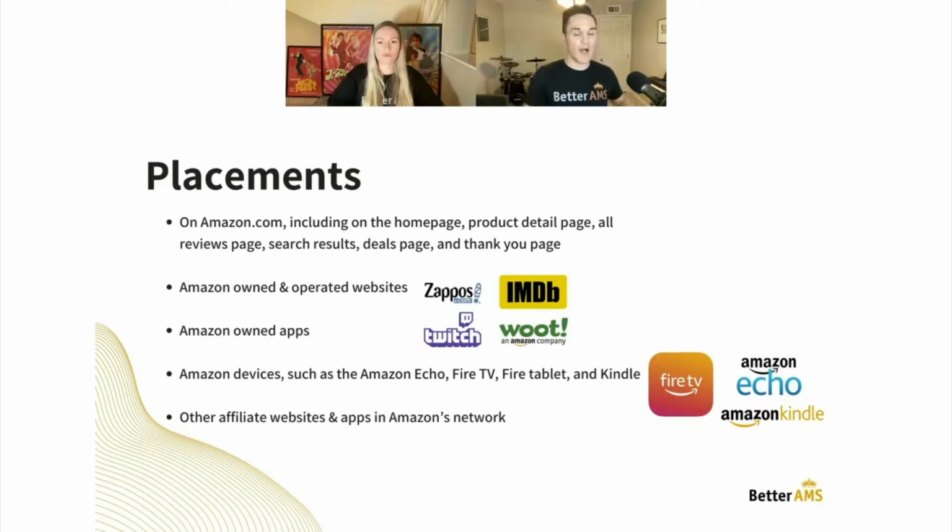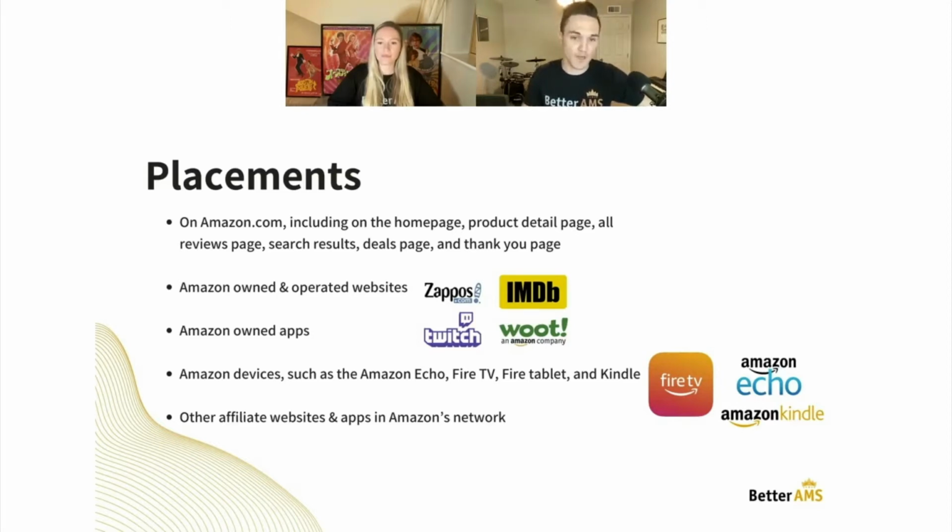The high selling point of DSP is you get placements that PPC does not give you reach to. So obviously that'll be on Amazon.com, placements on the homepage, product detail pages, review pages, search results, and so forth. That has a lot of overlap with sponsored display if you're currently utilizing that ad type. But what we also get is Amazon owned and operated websites and apps.